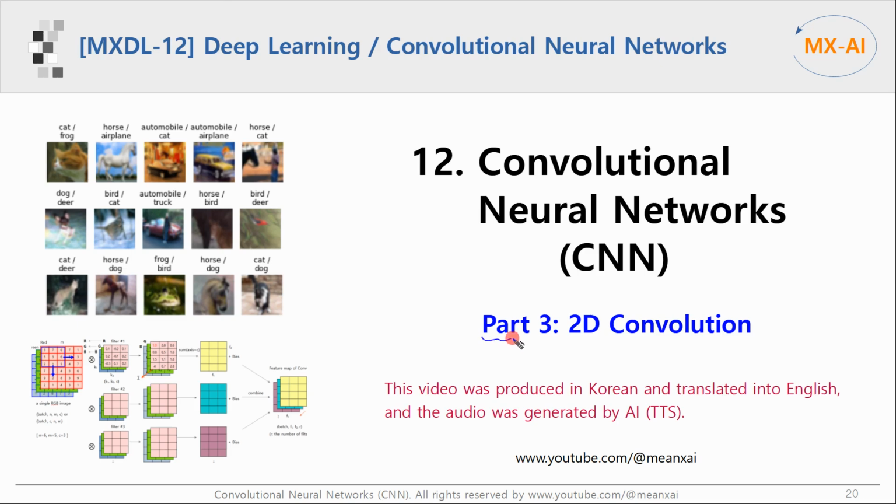This is part 3 of a series on CNN. In this video, we will look at 2D convolution. 2D convolution can be used for RGB image data.